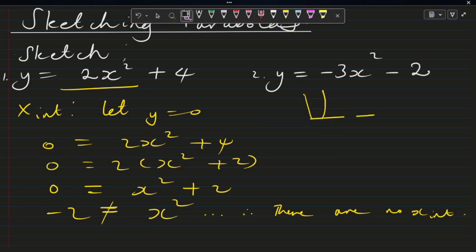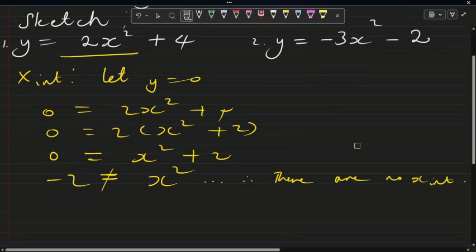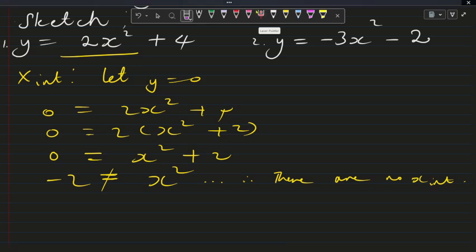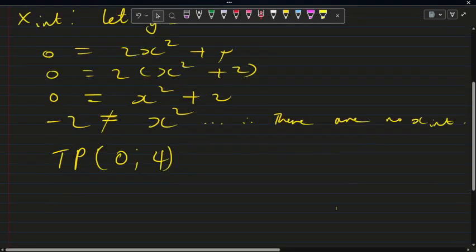And now let's work out the turning point of our graph. Remember that for these graphs, y is equal to ax squared plus q, the turning point is always 0 and the q value. That is always the coordinate of our turning point. So the coordinates of the turning point are given by x is equal to 0 and y is equal to q, and q is positive 4 in this situation.